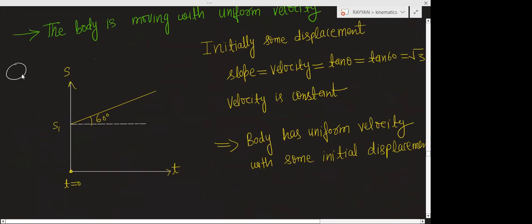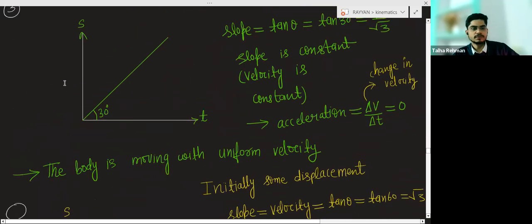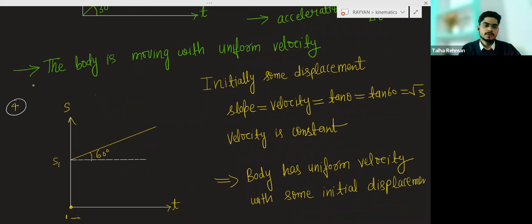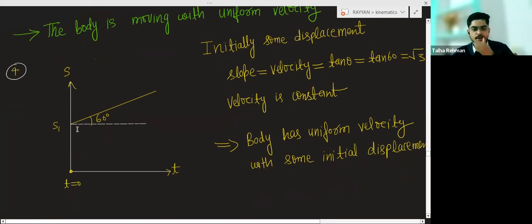Suppose we have this type of graph. This is graph number 4. This is displacement, this is time, and we have this type of graph. So first we will calculate the slope. How to calculate the slope? We will draw a line parallel to the time axis. So this line and this line are parallel. Now we will see this angle, and this angle is already given as 30 degrees.